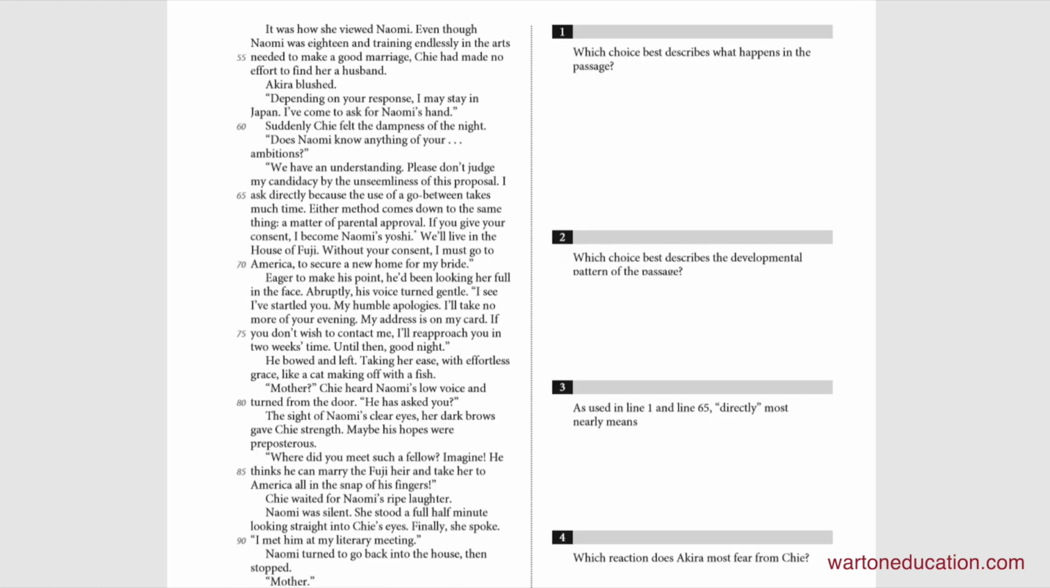Let's now also look at line 65 and see whether I'm correct in this assessment. It says here, I asked directly because the use of a go-between takes much time. Here Akira is saying that he came directly because he didn't feel he had time to use a quote-unquote go-between. There's that word again. This confirms that directly must be related to him speaking to Chie face-to-face rather than indirectly through an intermediary or middleman. So again, my rough answer would be face-to-face. Nice, we have a literal objective rough answer that was formed purely by examining the text.